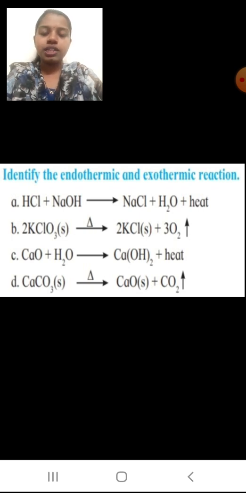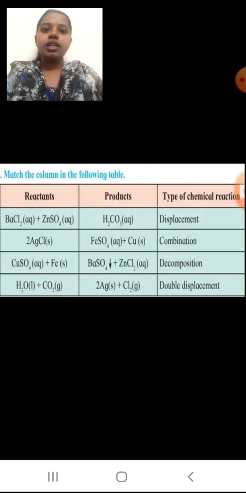I hope these reactions are clear. You can also open your textbook or the PDF you have and see their exercise again, and you will get these reactions more clearly. If you can't see here clearly, you can see from the textbook. Okay students, now match the columns in the following table.